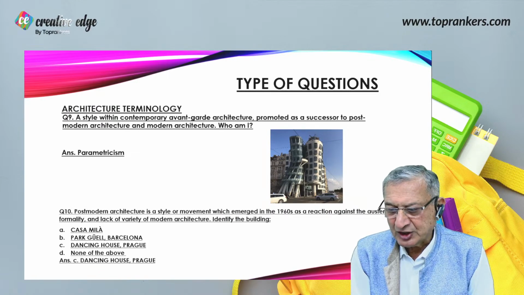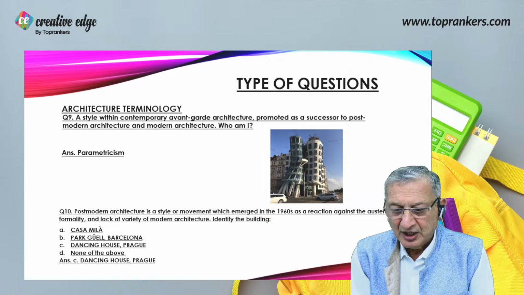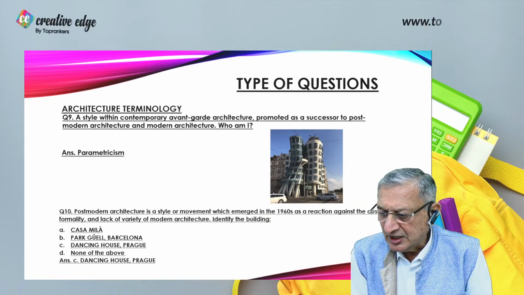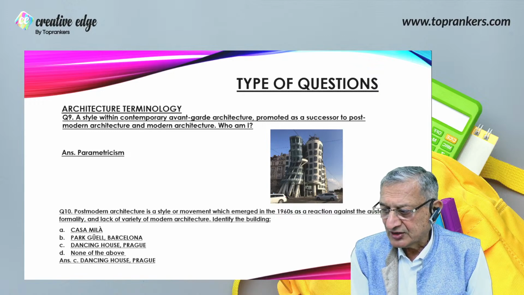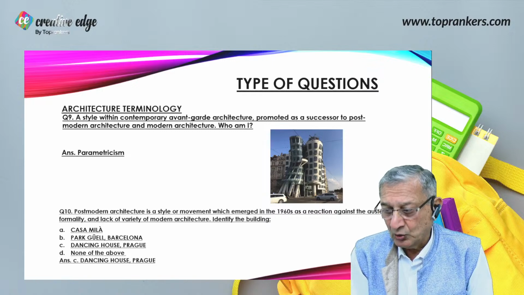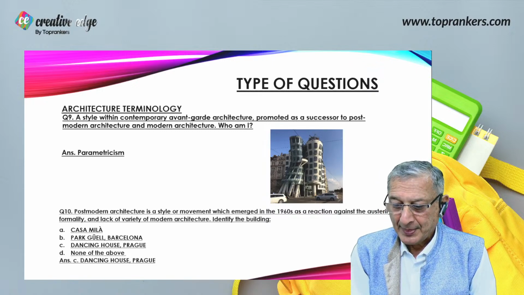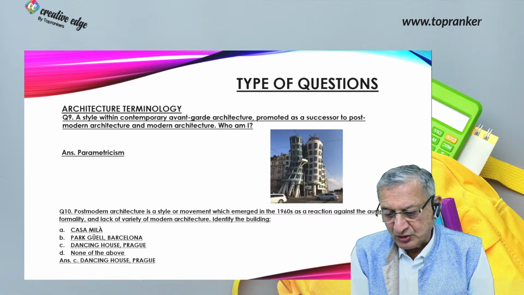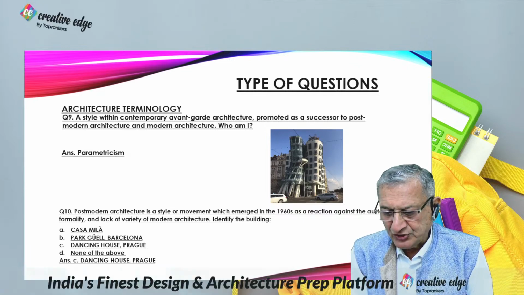Then architecture terminology is the subject. Question 9 that I have framed here: a style within contemporary avant-garde architecture promoted as a successor to postmodern architecture and modern architecture. Who am I? The answer is parametricism.